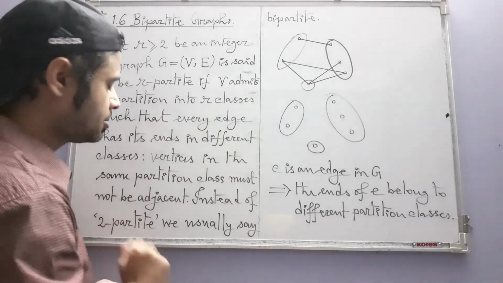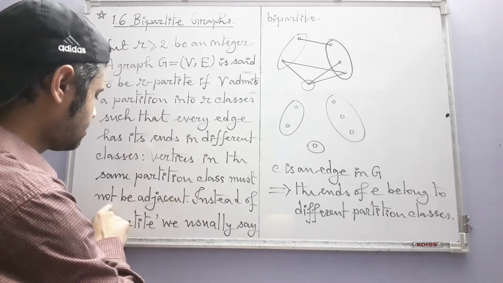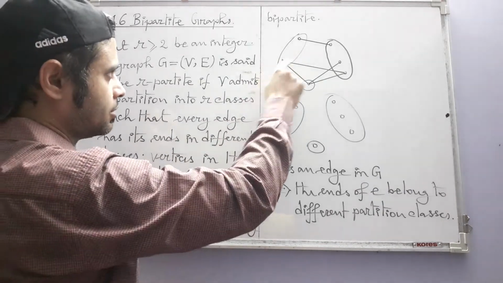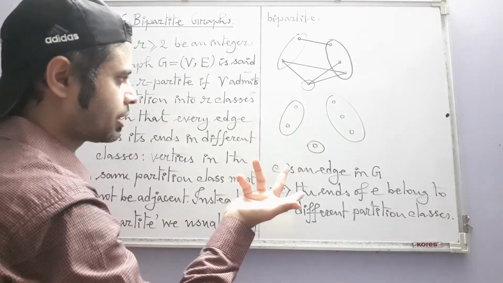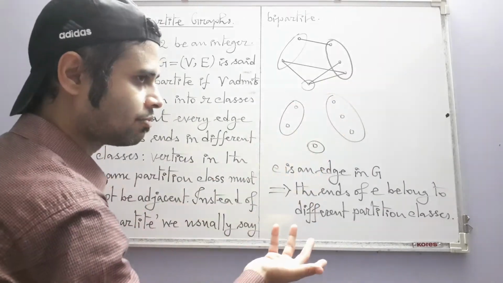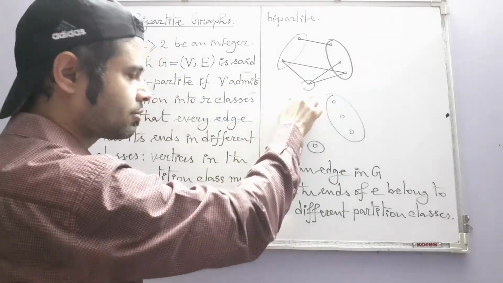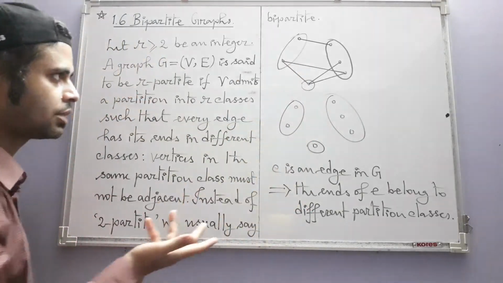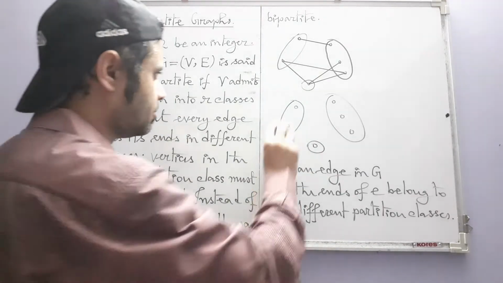And that is why you see that vertices in the same partition class must not be adjacent. None of these three vertices are adjacent. No two of these three vertices are adjacent. Here these two vertices are not adjacent, and here of course we have only one vertex, so no question of adjacency. And there is another such example.